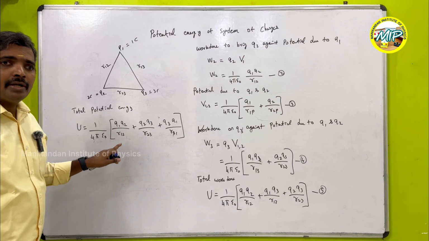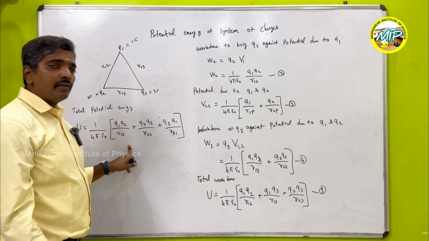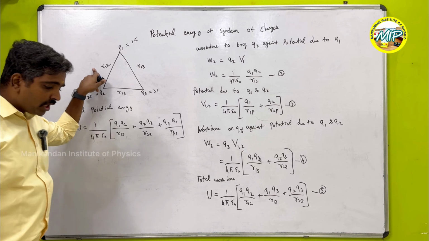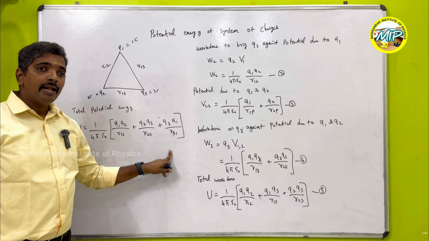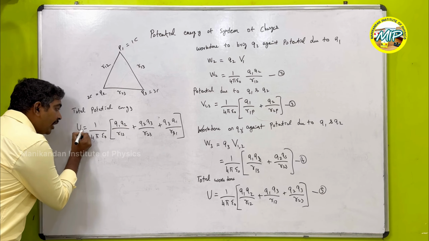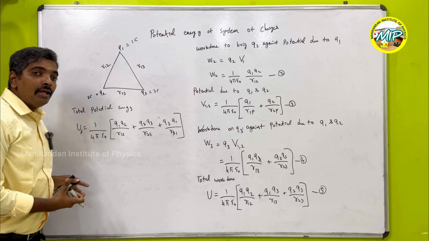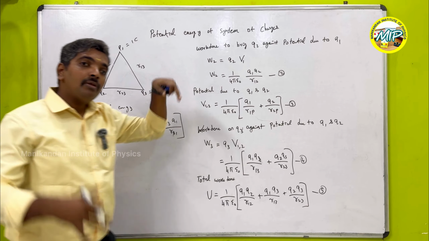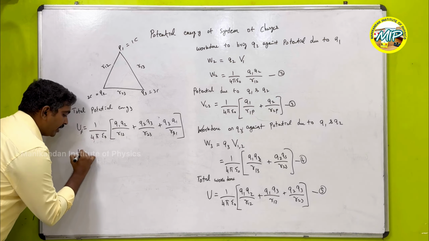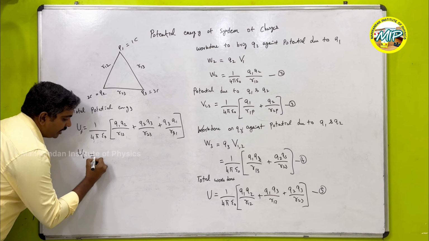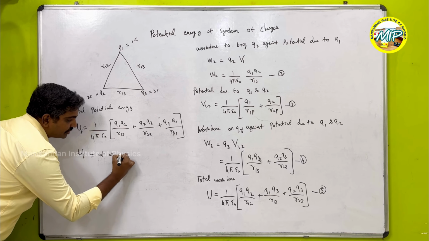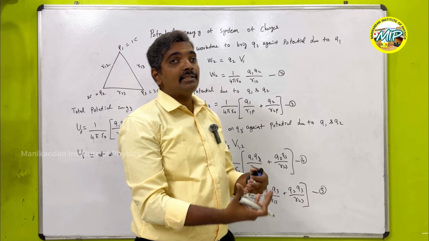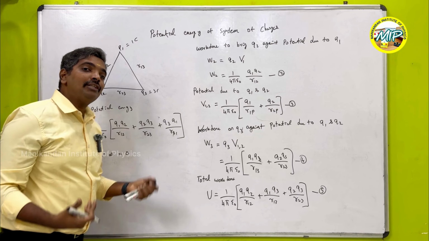So this is my potential energy of this final configuration. If I know my Q values and my R values, I can find U final, because initially these charges are at infinity. So the potential energy at infinity, the initial, is going to be 0. The potential energy at infinity is going to be 0 because R is infinity, which means my potential energy is going to be 0.